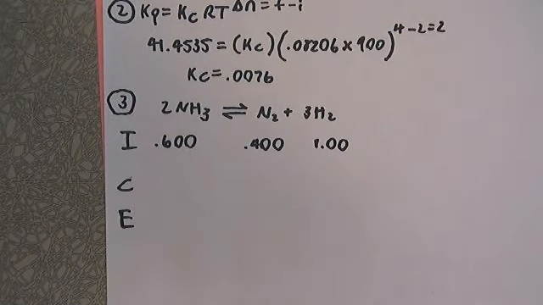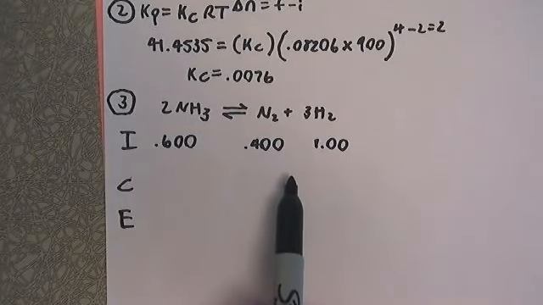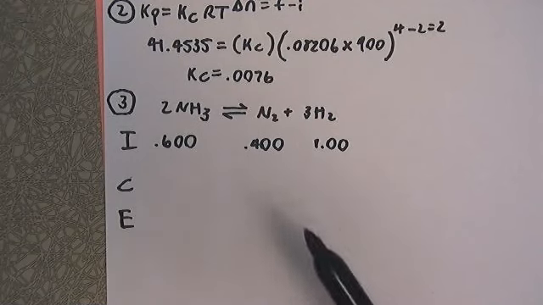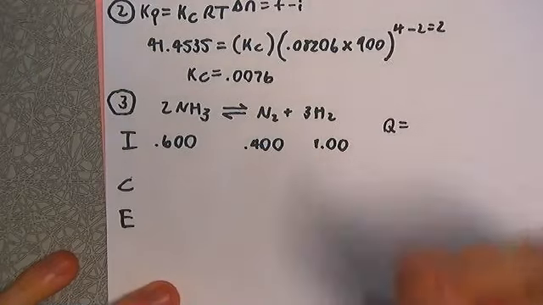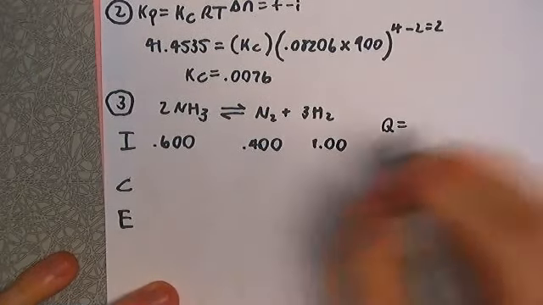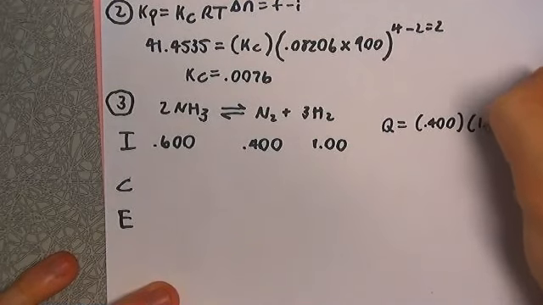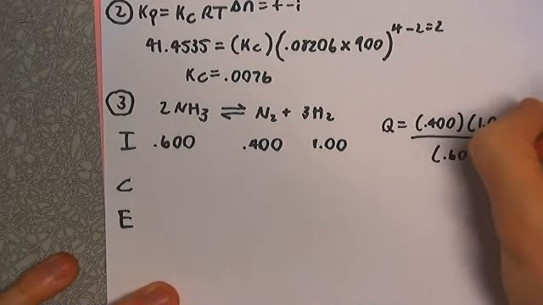Now we need to solve for equilibrium. It's just like the other problem. We have to make a decision on which way the reaction's going. We cannot just assume one way or another. How do we make that decision? We look at Q. Q is products over reactants, right? So let's look at my products. I have 0.4 and I have 1, and my reactants are 0.6.